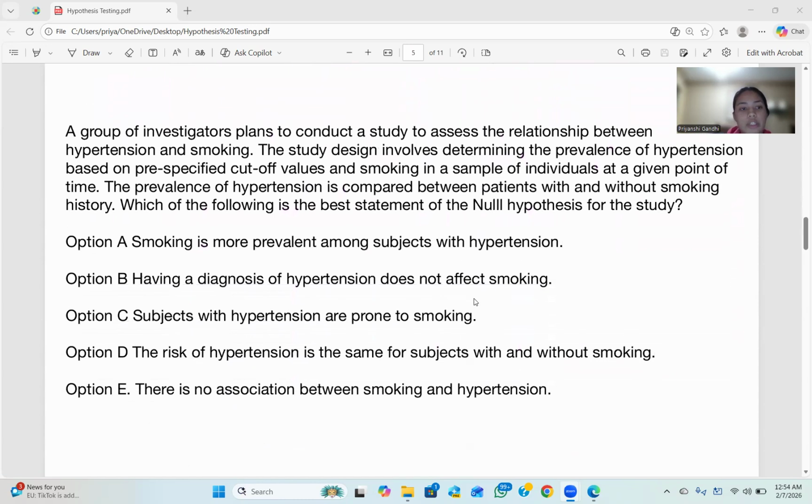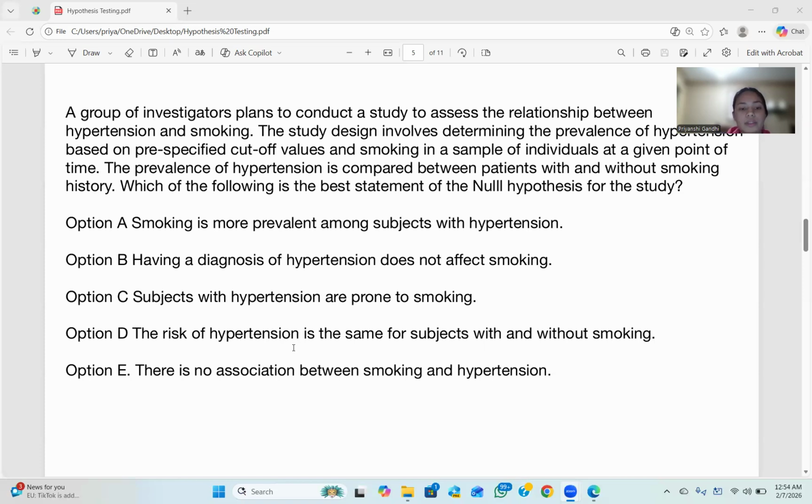So I have a question here which states: a group of investigators plan to conduct a study to assess the relationship between hypertension and smoking. It involves determining the prevalence of hypertension based on cutoff values and smoking in a sample of individuals at the same time. Prevalence of hypertension is compared with and without smoking history. Which is the best statement for the null hypothesis? You may want to think about this question for a minute and you may pause the video.